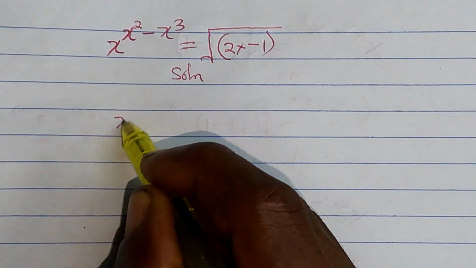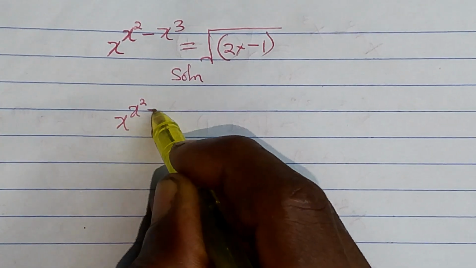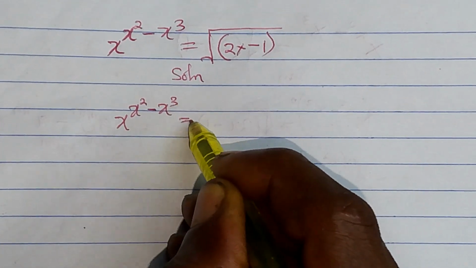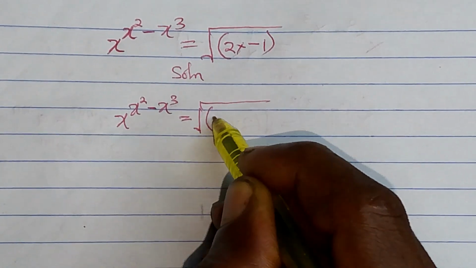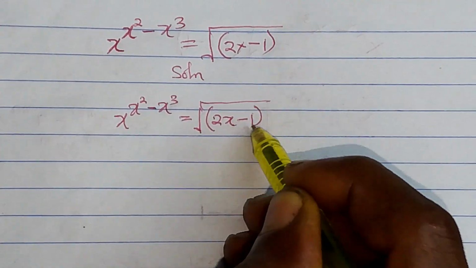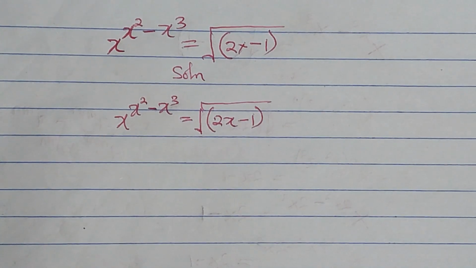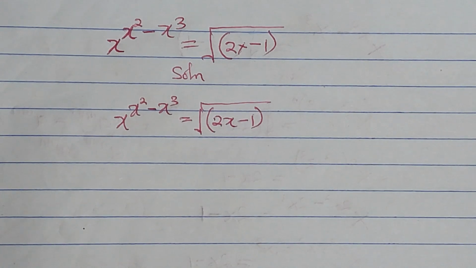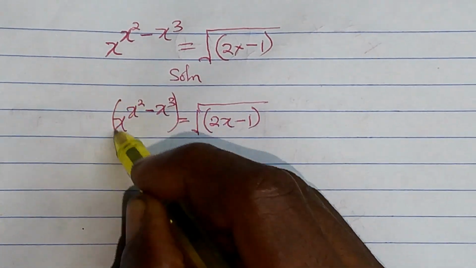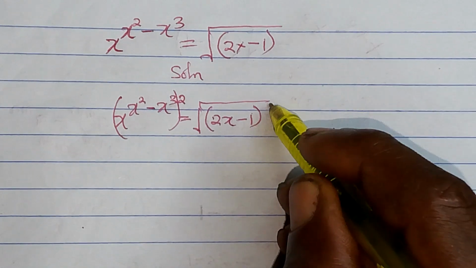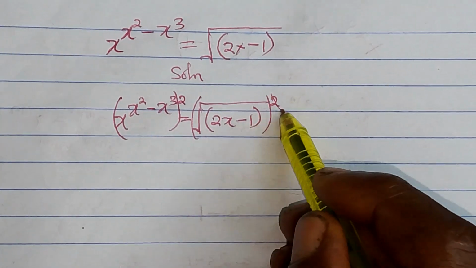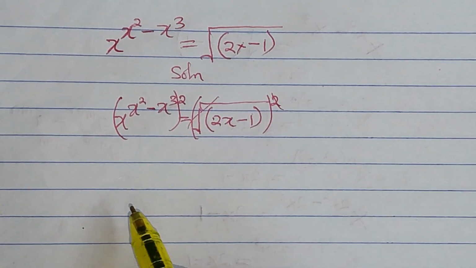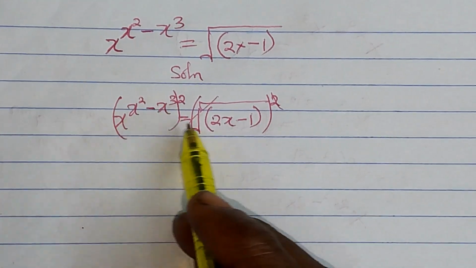So we have x to the power of x squared minus x cubed equals the root of 2x minus 1. For us to solve this problem, we have to take the square of both sides. If we take the square of both sides, then we're having the whole of this all squared and this square. So this square here takes away the root. Therefore, we are having this equals this.